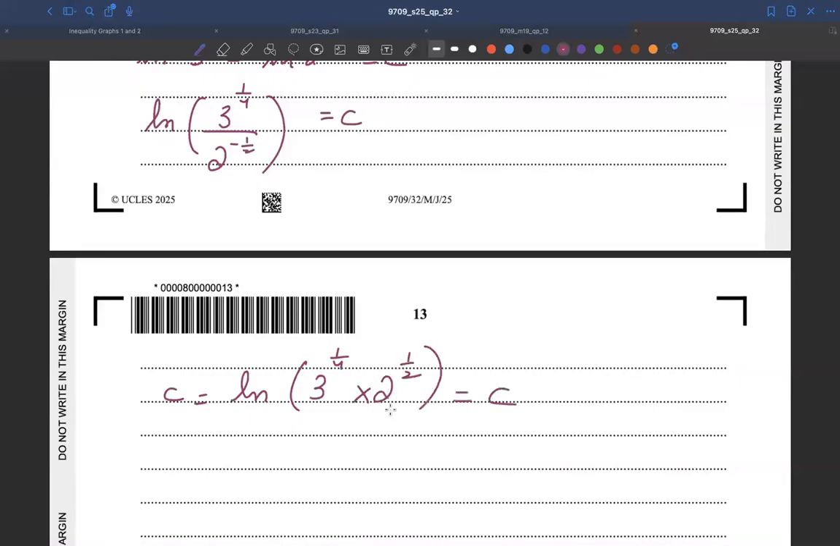Can we simplify this further? Well, let's leave this value as it is over here. Now, once we have this value of c, we'll have to simplify the whole expression.